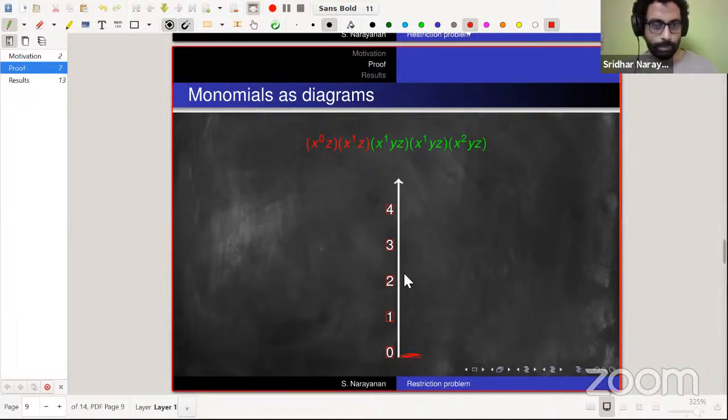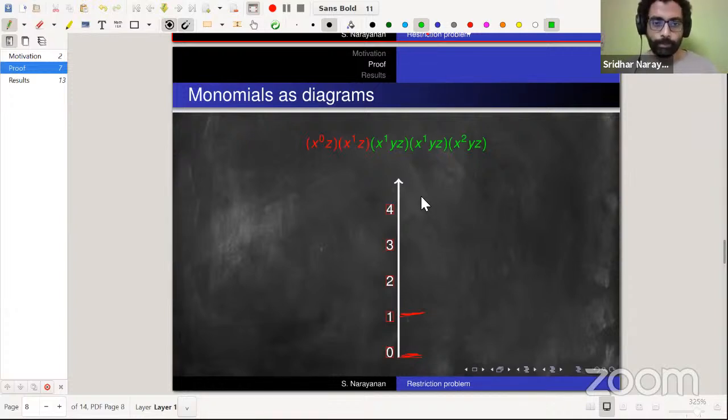And then the second red term is x raised to 1. So we're going to mark it in red on the 1 level. So we have two bars here. Now, those are all of the terms that are in red, and remember that the red terms come from the numerator, and the green terms are coming from the denominator.